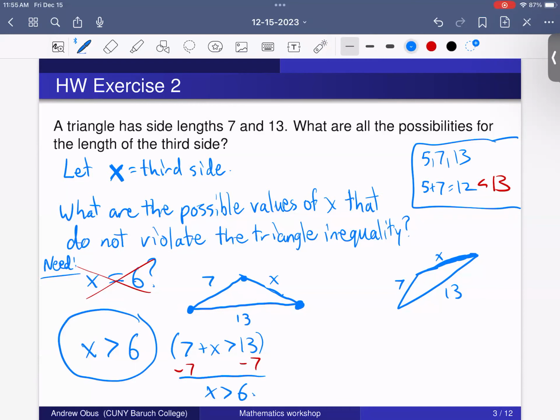Okay, so now the question is, is there anything else that's also necessary? Is it fine to take any number greater than 6 and have this work? Or do we need another bound, another inequality?